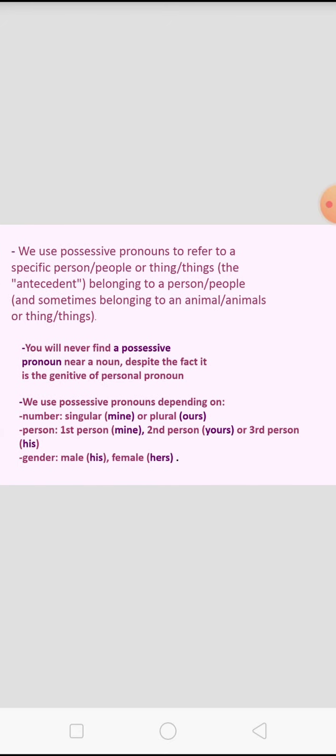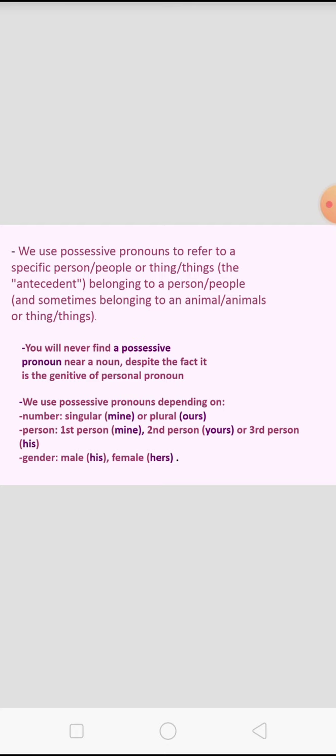Our next pronoun is the possessive pronoun. We use a possessive pronoun to refer to a specific person, people or thing or things, the antecedent belonging to a person or people, and sometimes belonging to an animal or animals or thing or things. You will never find a possessive pronoun near a noun, despite the fact it is a genitive of a personal pronoun.